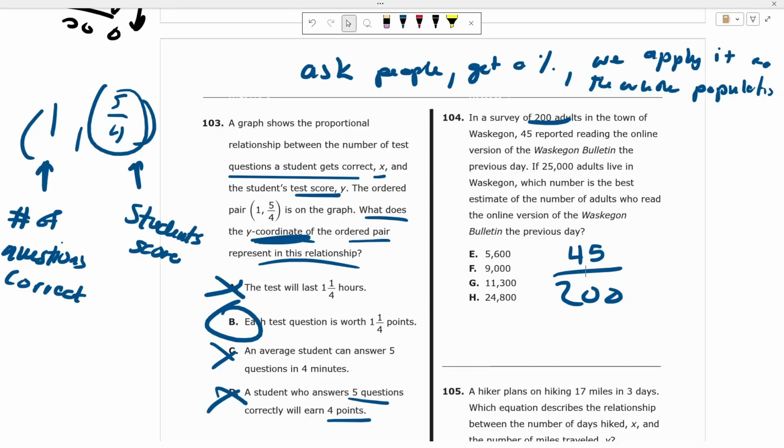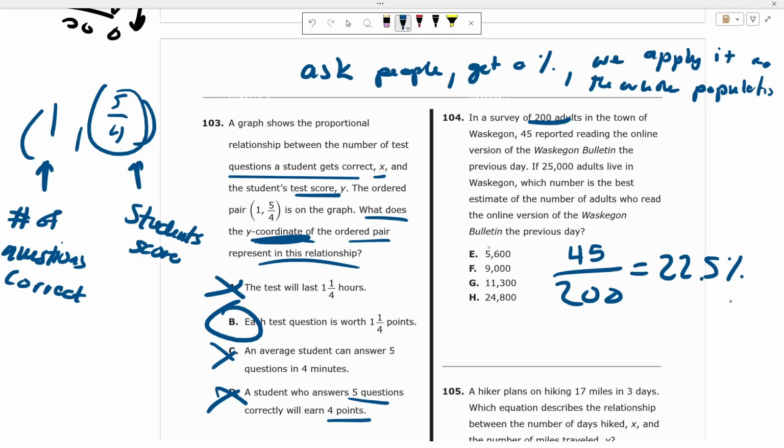So let's get a percent from here. In this case, 45 over 200 as a percent is going to equal 9 over 40 if you simplify it further down, or it's going to equal 22.5%. Okay, so based on this sample, I can say that 22.5% of people in this town are going to have read the bulletin the previous day.